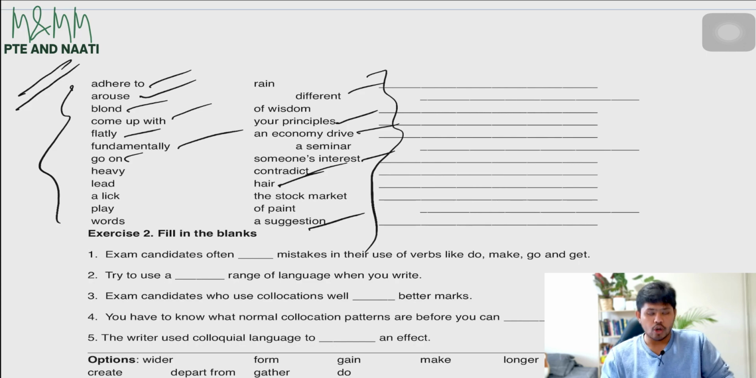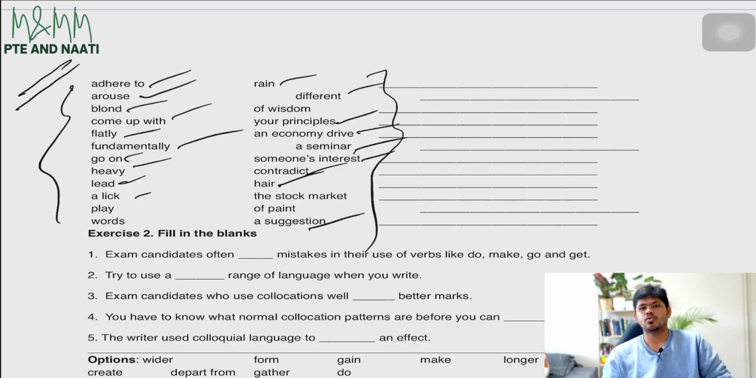Go on an economy drive. What is the meaning of go on an economy drive? Go on an economy drive means to save money. All right. Heavy rain. A lick, we've already done that. A lick of paint. Lead a seminar.